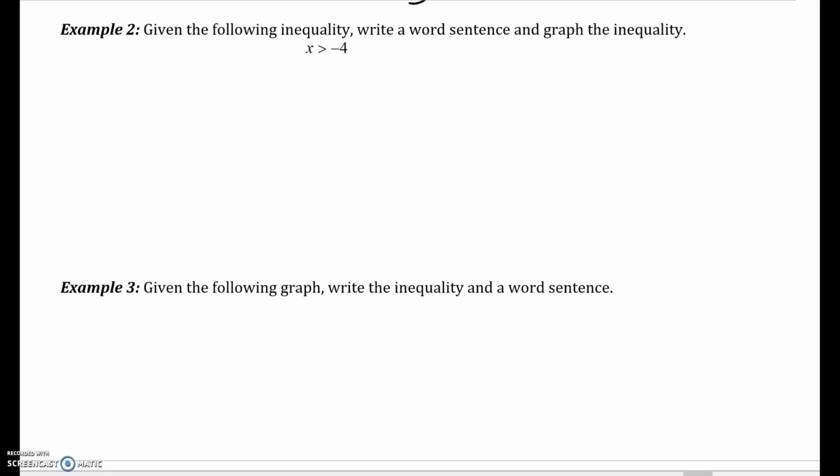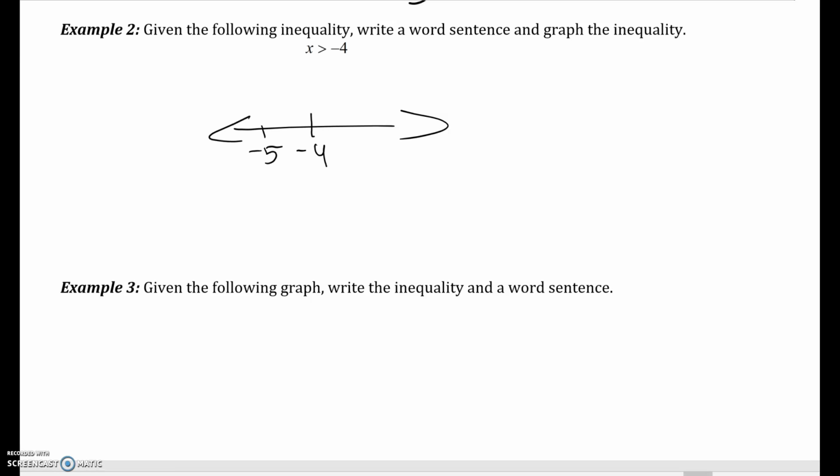Okay, so I'd like you to try to do this one without the word greater than. So my graph I know is going to have a -4. What's smaller than -4? It's -5. This is -3, so make sure you do them in the right order. It's an open circle. I'm going to go to the right.